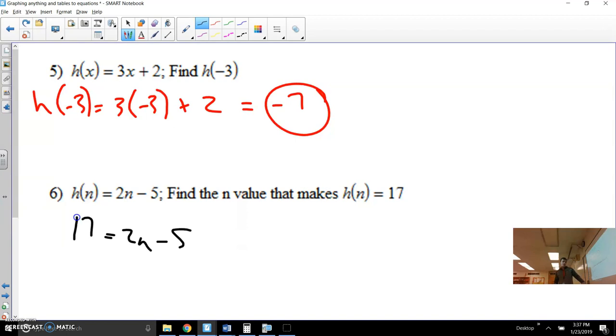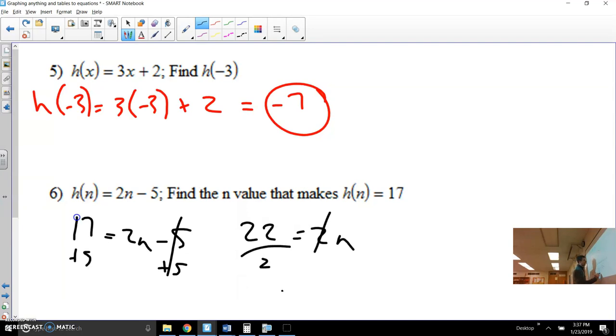So 17 is not the input, we're actually looking for the value to plug in that makes 17 come out. So once I set it equal, I'm going to add 5 to the other side. That gives me 22 equal to 2n, and then you can divide by 2 to see that 11 is the value of input that's going to create 17. So if you think about it, 2 times 11 is 22, minus 5 does make 17 as an outcome.